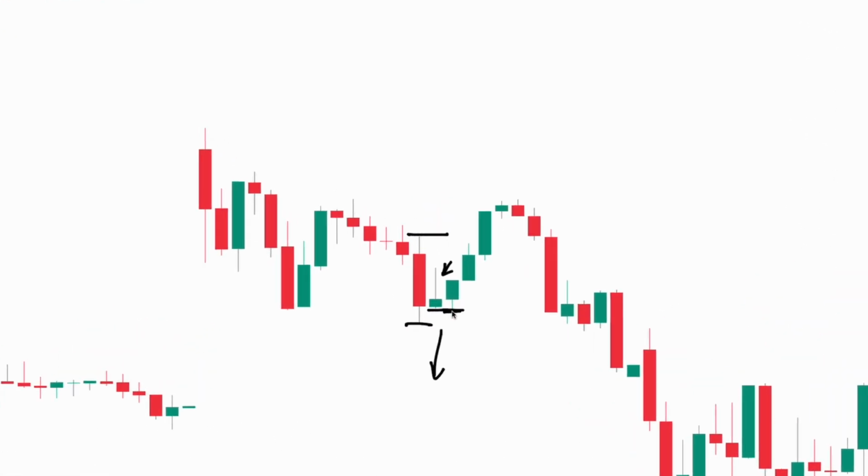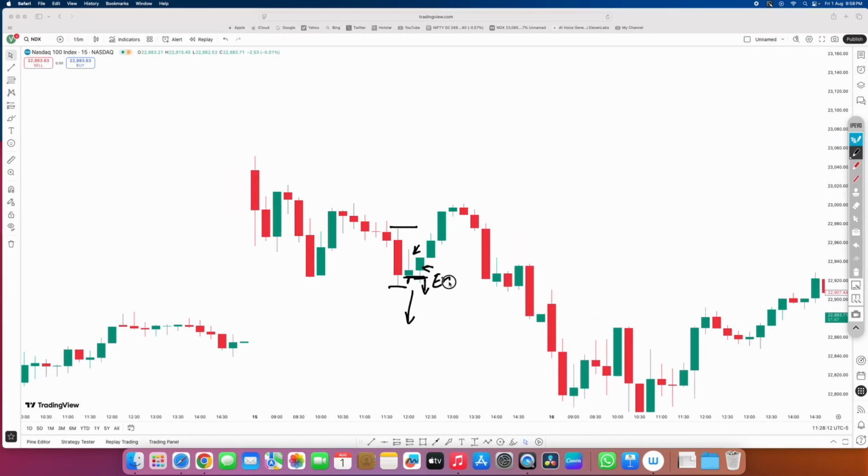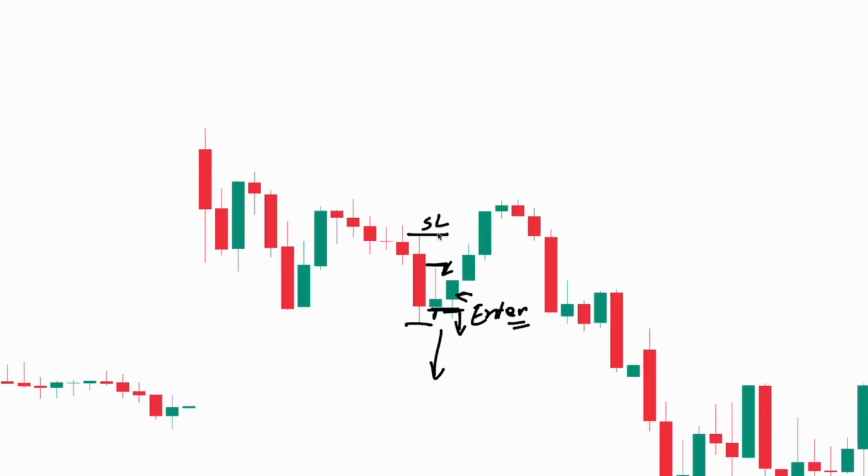As soon as the next candle, this one, breaks the low of the inside candle, we have to enter the trade. We have to enter here, right? And our stop loss will be above the high of this inside candle. If you can afford, you can also put the stop loss above the high of the big parent candle. But I suggest putting your stop loss on the inside candle so that your SL is small.